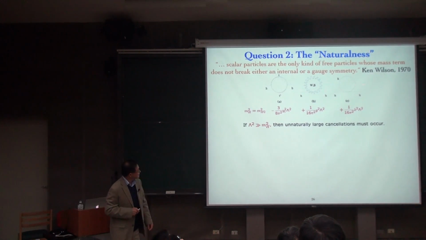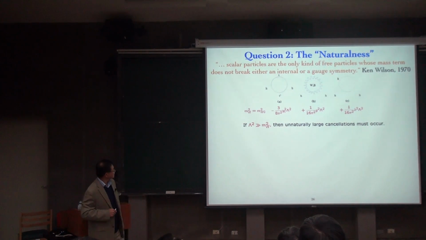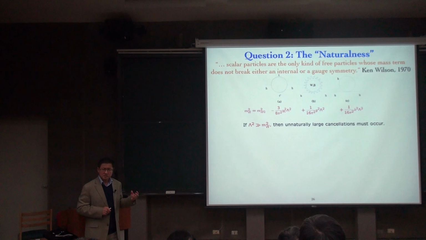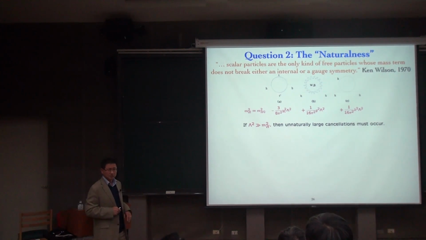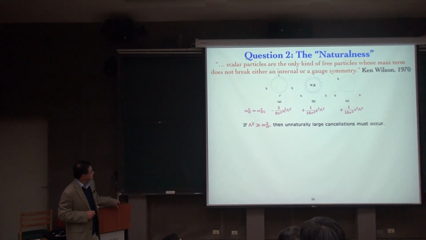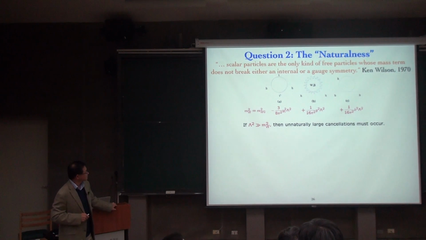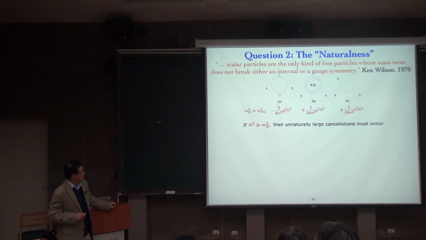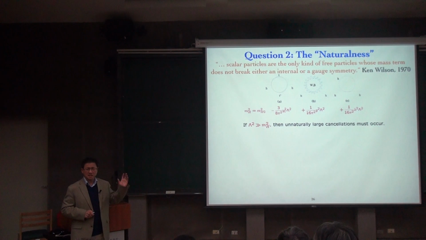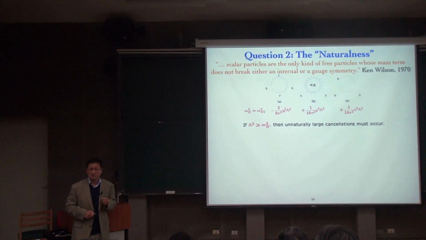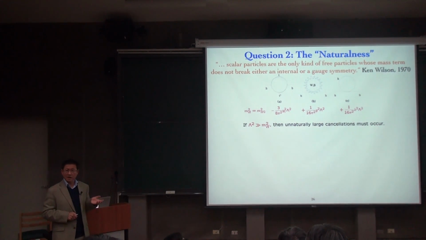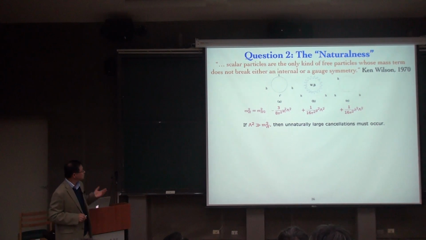Second thing, about this naturalness, I also want to comment on that. Ken Wilson, of course, the grandfather of these renormalization concepts and who understood field theory better than anybody else, said, oh, thank God, we don't have a scalar, because scalar is so bad. Scalar particles are the only kind of free particles whose mass term does not break any symmetry or gauge symmetry, so the mass can be anything. We just don't know whether there's such a thing. But unfortunately, we found one. We found one and we did not even know its mass.